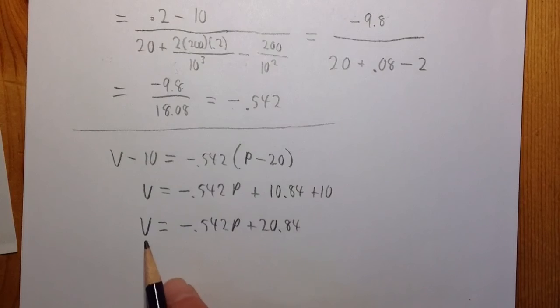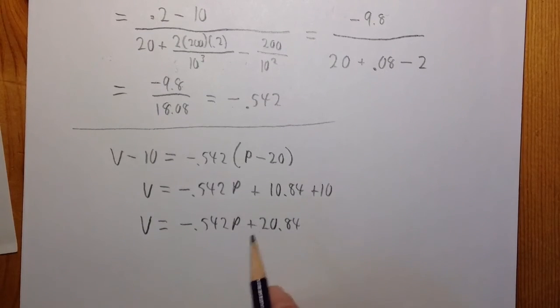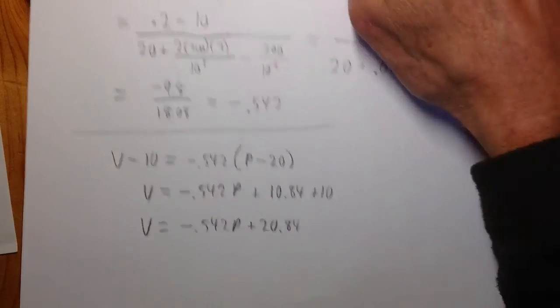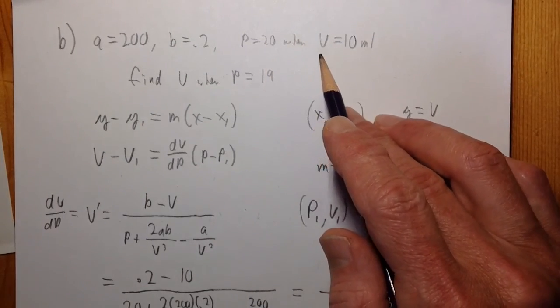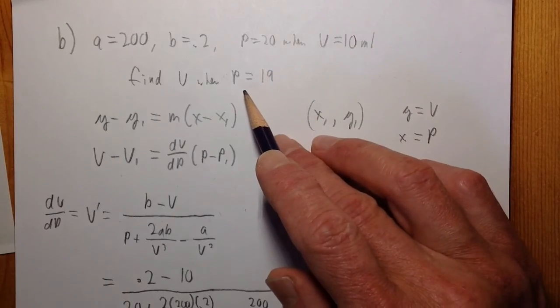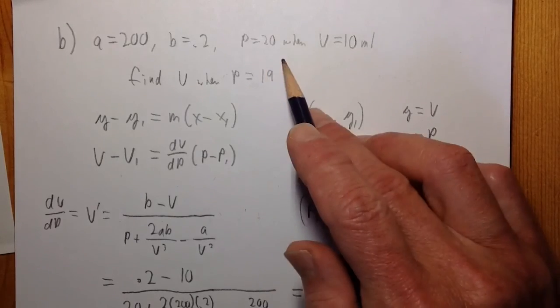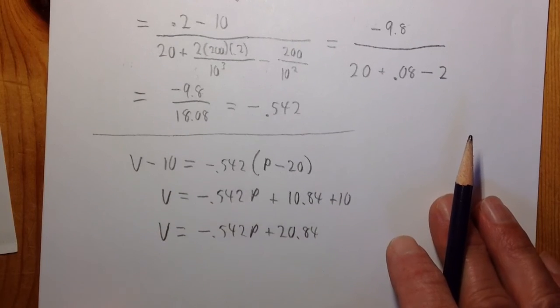Right? This is a line: slope times P, plus our intercept. So for our linear approximation, we just need to know the slope, which we figured out, and a point, which they gave us. Now we want V when P is 19. This was exact when P was 20. We want to use our approximation to find it when P is 19, which is close to 20, so it'll probably be a very good approximation.